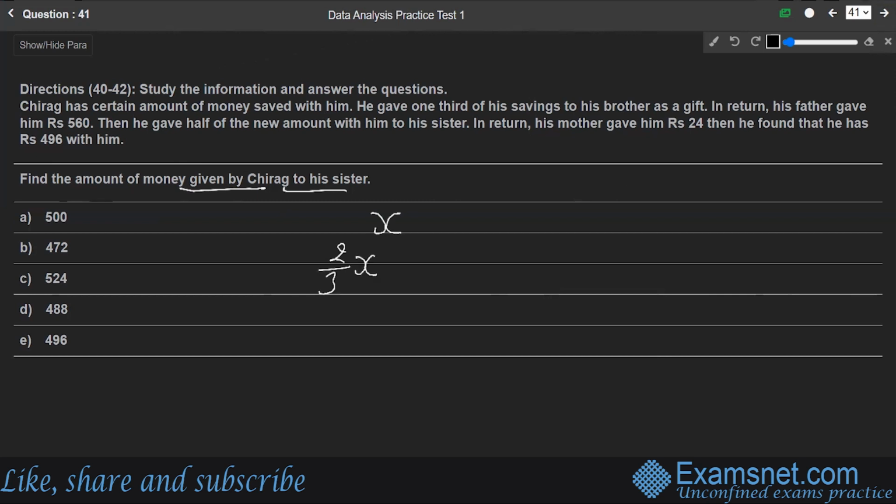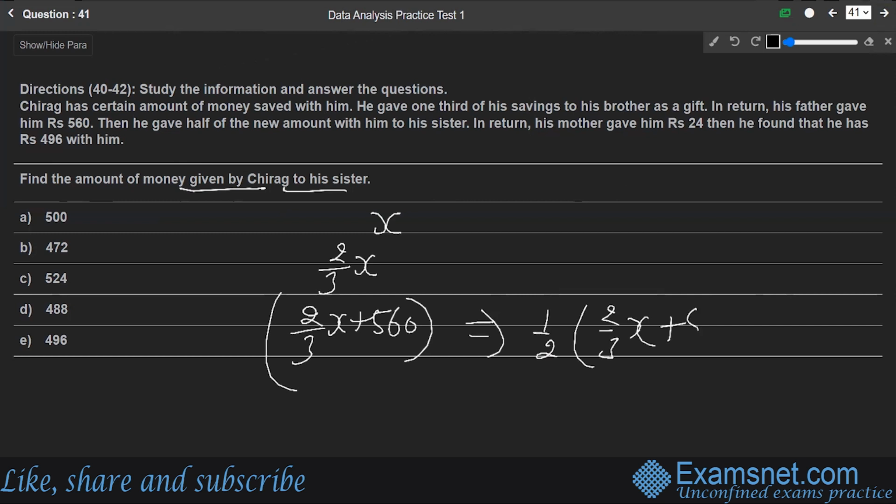Then in return his father gave him 560. So 2 by 3x plus 560 he got. Then he gave half of the new amount to his sister. So how much did he give to his sister? Half of all this. So let us find out half of 2 by 3x plus 560. Half of this is nothing but 2 by 6x plus 280.